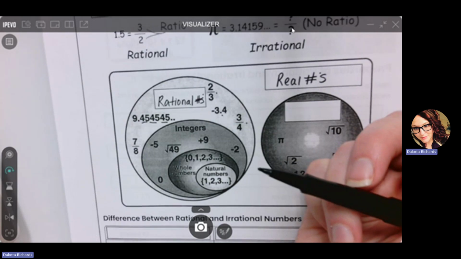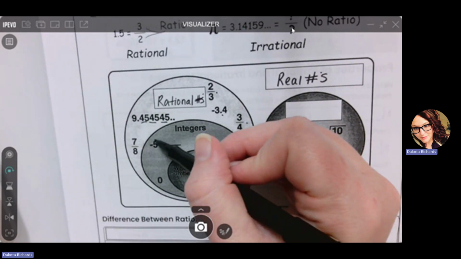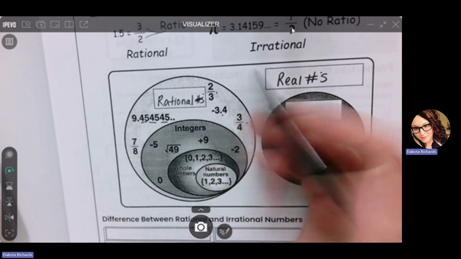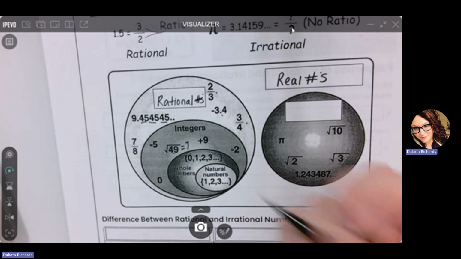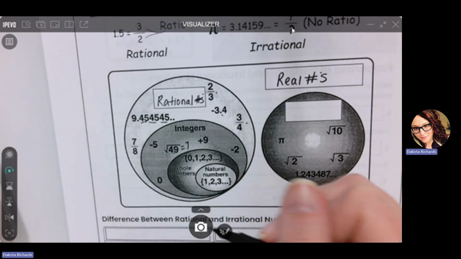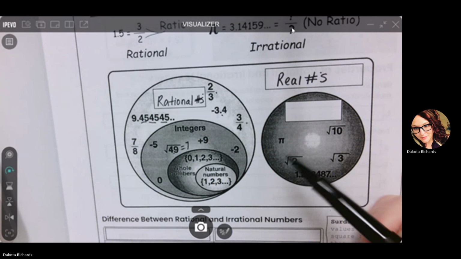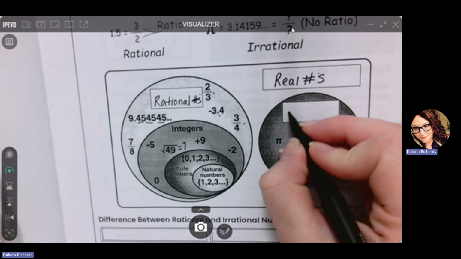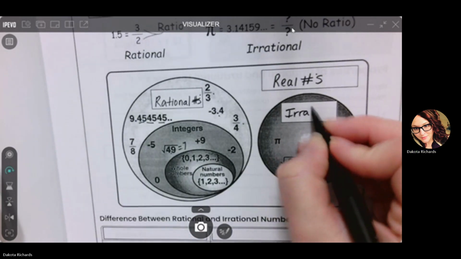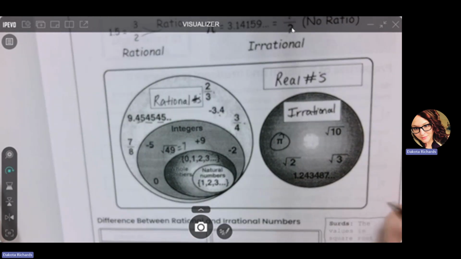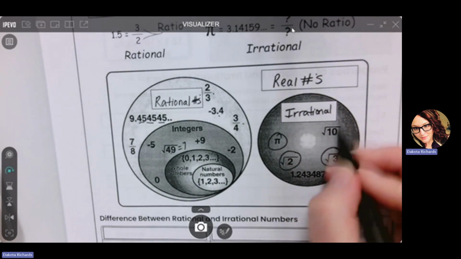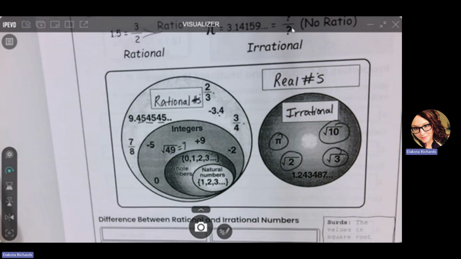That's still rational. You can have integers. You can have -5. You can have square root 49 because the square root of 49 is just 7. Okay, and then of course 0, whole numbers, natural numbers, all of those are rational. Irrational is the smaller bubble. Pi is very famous, and you have square root 2, square root 3, square root 10. Anytime you see those numbers, it means it's a decimal that goes on, doesn't have a pattern, doesn't stop.